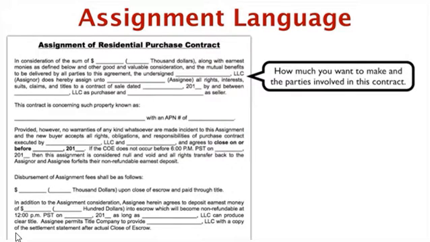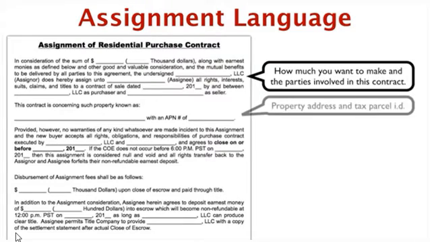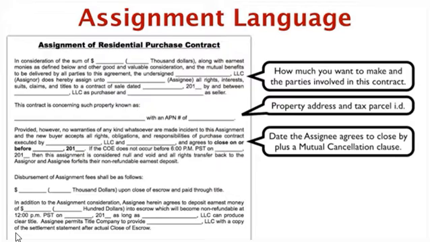Now, my assignment forms have the following parts to them. The top section is how much that you're going to make, your assignment fee, and who are the parties involved in the contract. Next section is the property address and the tax parcel ID of the subject property that you're wholesaling. Next section is the date that the assignee agrees to close by, plus a mutual cancellation clause, just in case they decide to back out of the assignment. This gets you back control of the deal.